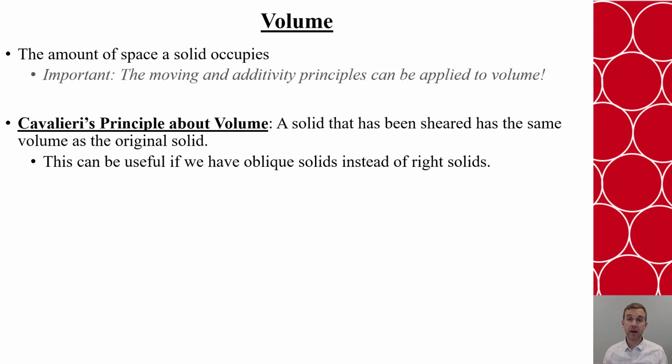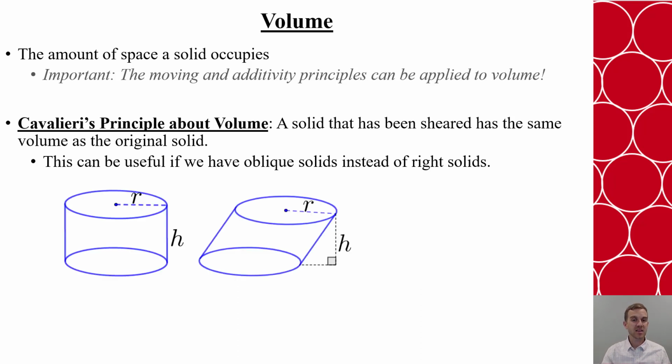We also have Cavalieri's principle about volume, and this states that a solid that's been sheared has the same volume as the original solid. Well, what does that mean? The thing that we're thinking about with the shearing is when we construct oblique solids. The key is that the shearing just means they've been slanted and they still have the same height and the same area of the base. So the pieces are the same, it's just that it's been slanted away from the right solid.